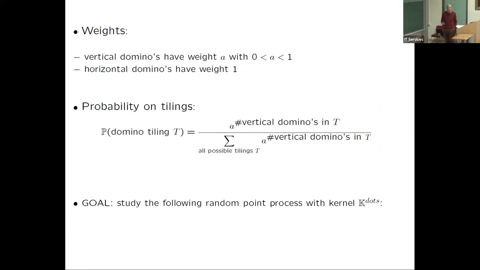Now, in order to do probability, one needs to put a weight, okay? The weight is A, which is a number between 0 and 1, for vertical dominoes, and for horizontal dominoes we put the weight 1. You could put A and B, but then you sort of divide, it doesn't matter. So I can always have the horizontal dominoes be 1 and the vertical be A. And so the probability of a tiling is given by the following formula. It's A to the power of the number of vertical dominoes in T, in the configuration, divided by the sum over all the possible tilings. And of course the goal is a study of the random point process, for which we would like to find the kernel for those dots.